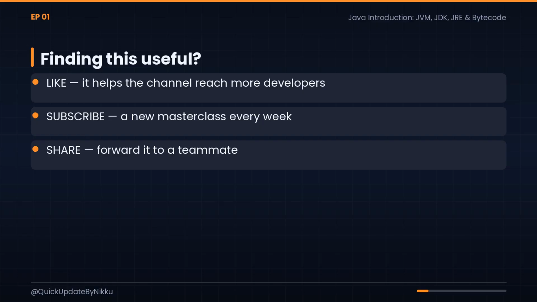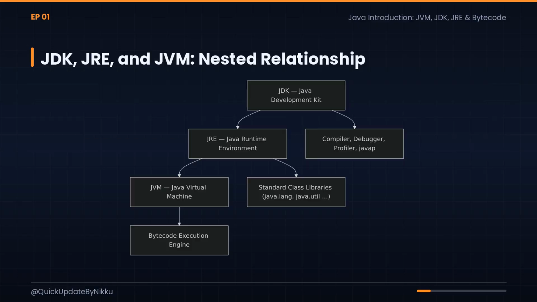Now, back to it. The three acronyms form a strict containment hierarchy. The JVM is the execution engine, it knows nothing about source code, only bytecode. The JRE wraps the JVM and adds the standard class libraries your code depends on at runtime. The JDK wraps everything in the JRE and adds the development tools, the compiler, the debugger, the profiler, and utilities like javap that let you inspect bytecode directly.